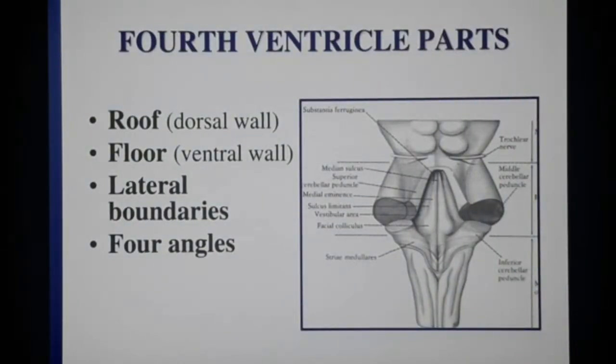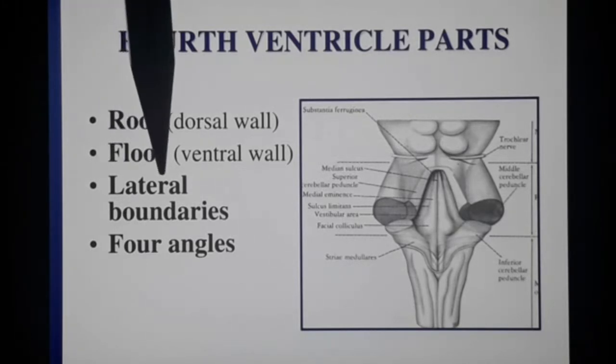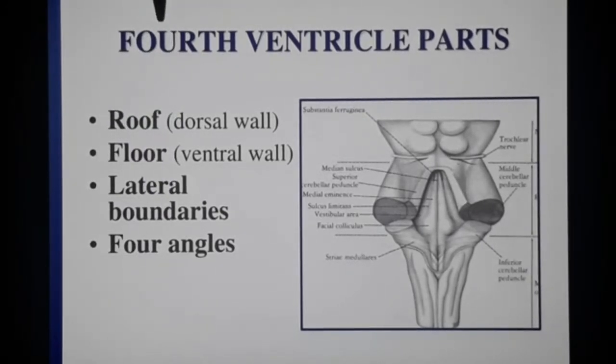Moving on to the parts of the fourth ventricle, it has a roof, floor, lateral walls, and four angles. So consider your fourth ventricle to be a room. There is the presence of a roof, the floor, and on either side the lateral walls. Where the lateral walls meet forms the four angles.